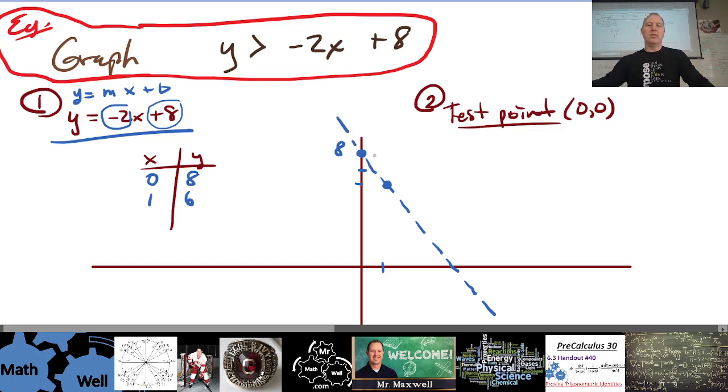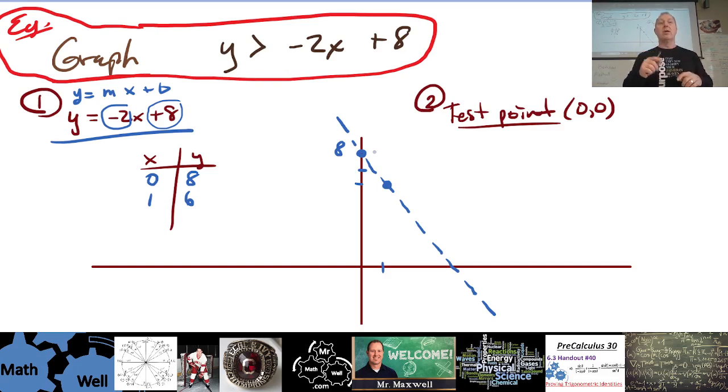Okay, are we okay with that? Do you understand that? Okay. No or equal to, dashed line. Or equal to, solid line.